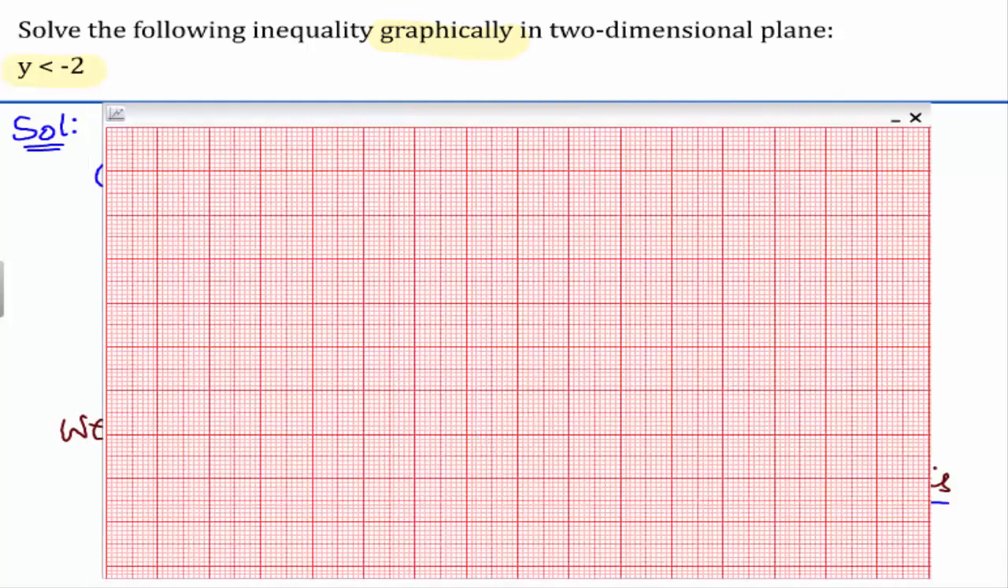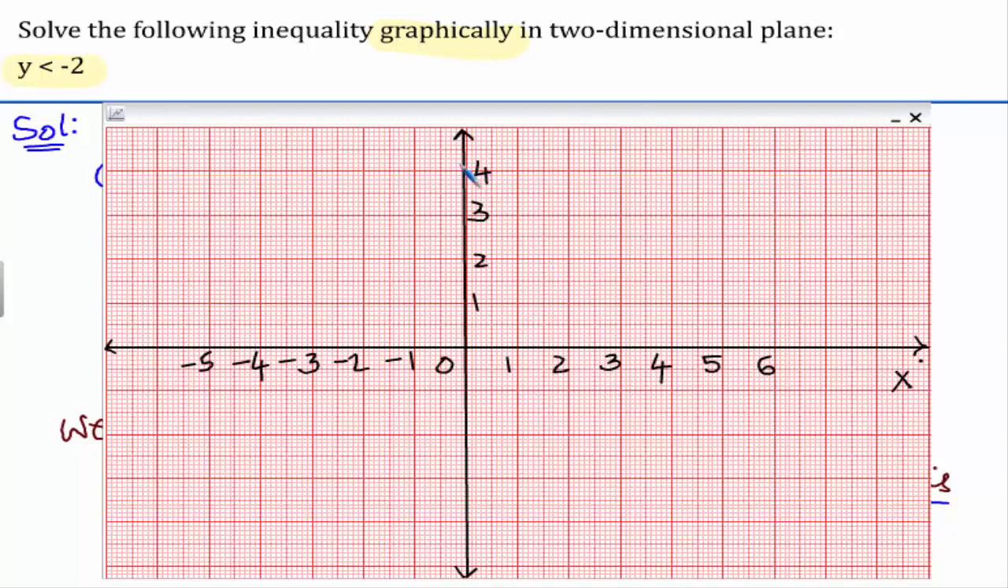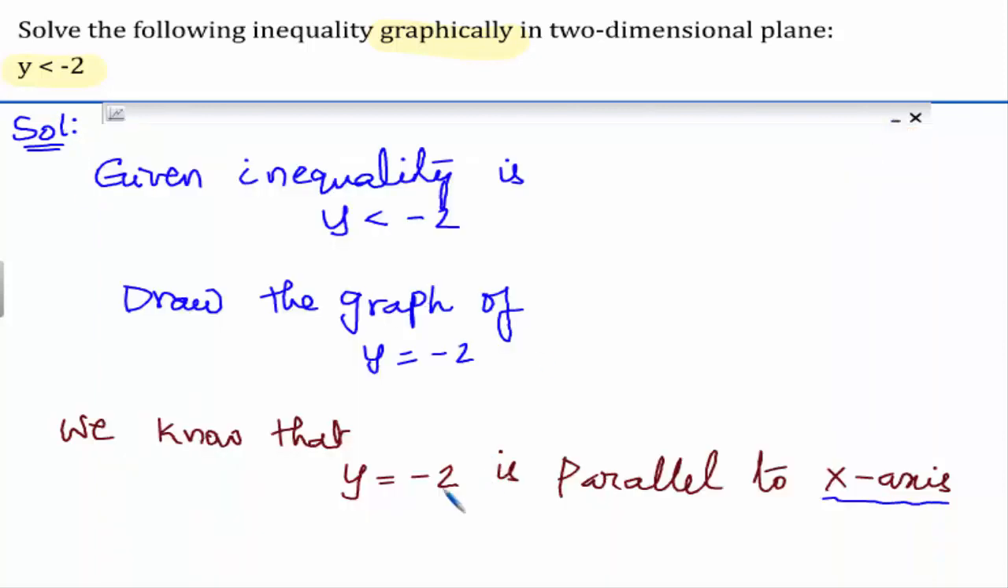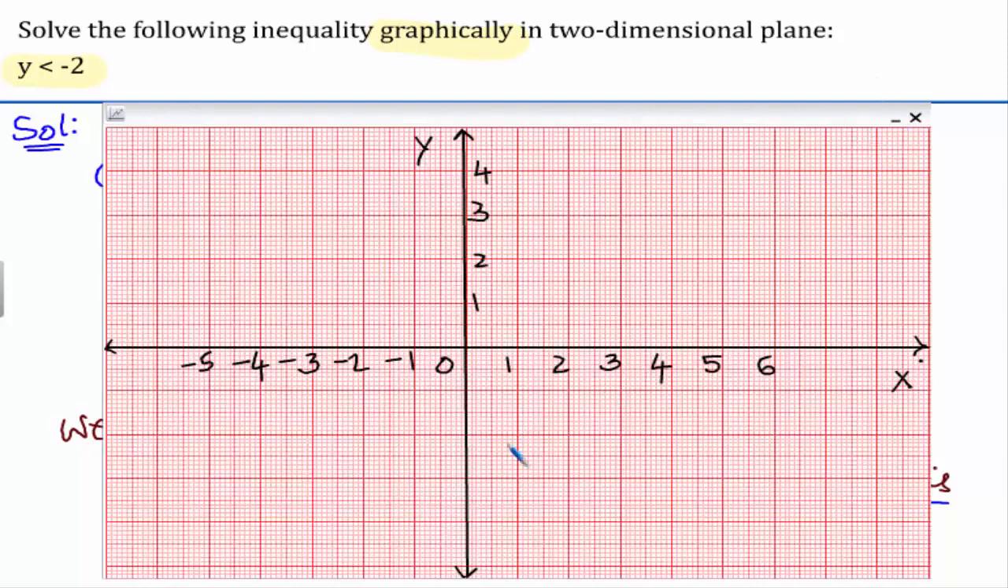Here is the x-axis and this is y-axis, and we have to draw the graph of y is equal to minus 2, which is parallel to x-axis. Here is minus 1, here minus 2, minus 3. So the line intersects the y-axis at minus 2, and observe that here only less than symbol, therefore we have to draw the dotted line which is passing through minus 2 and parallel to x-axis. The line will be like this. And this is the line y is equal to minus 2.